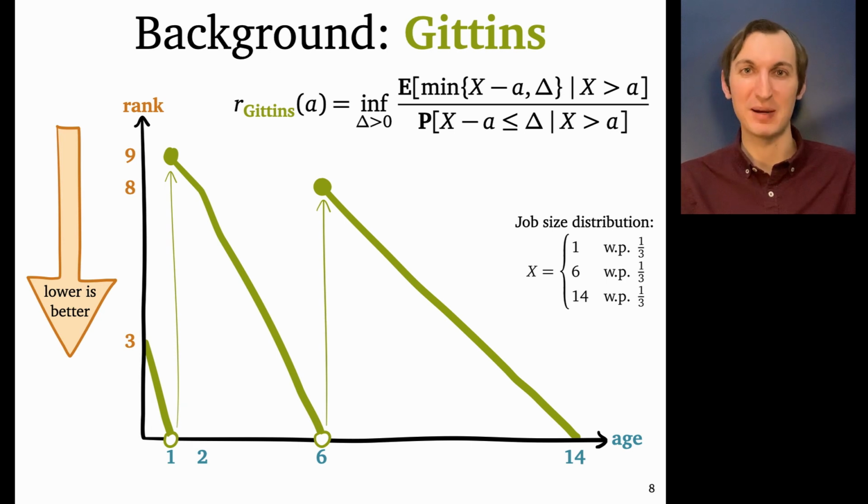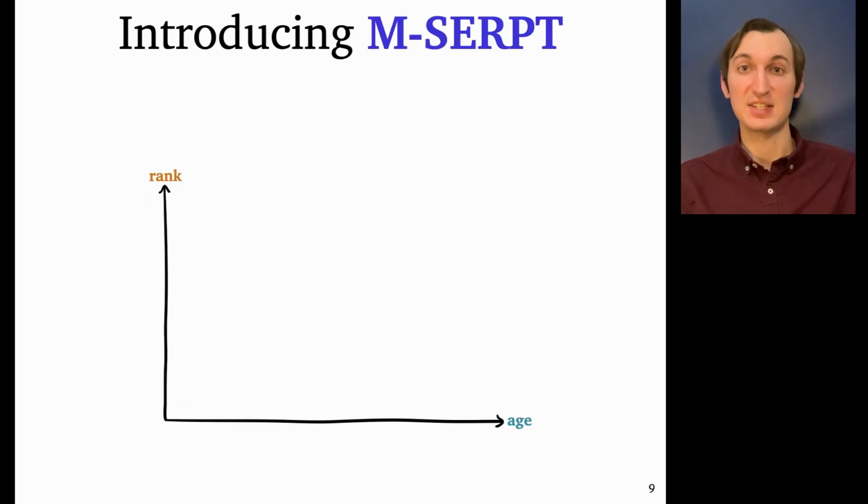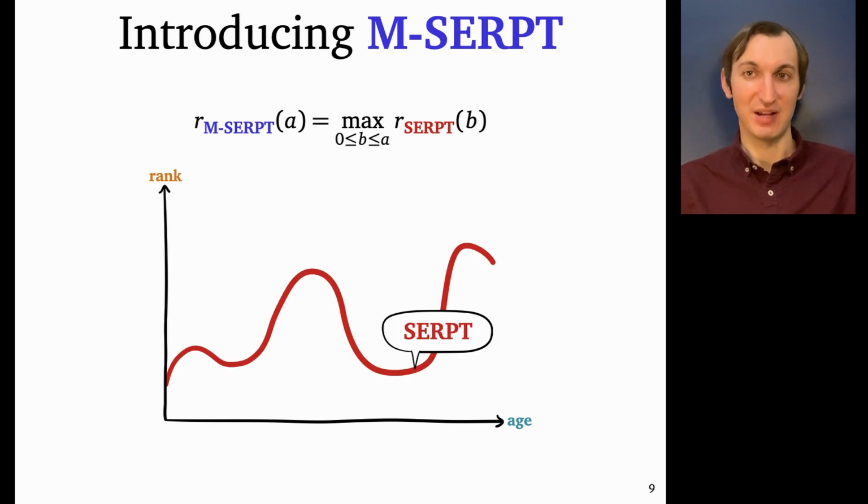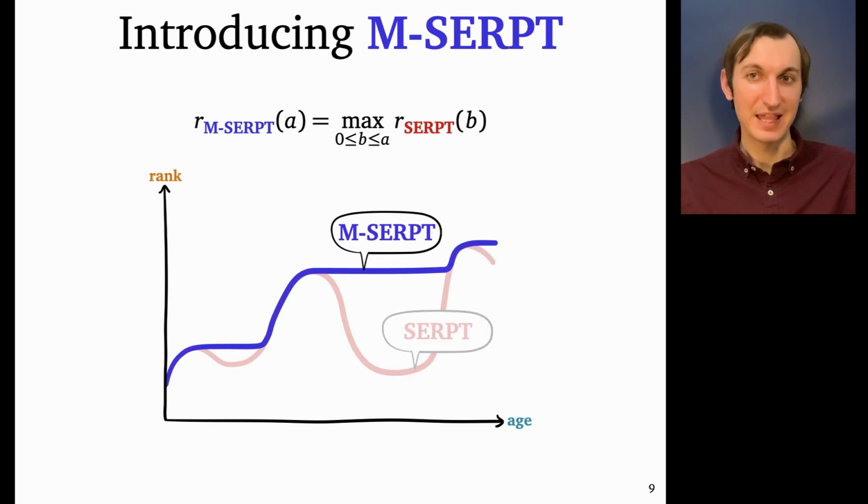So let me tell you now about what M-SERPT is. M-SERPT is also described using a rank function. And its rank function is defined in terms of SERPTs. Specifically, the M-SERPT rank at age A is the worst SERPT rank between ages 0 and A. Pictorially, what this means is if this is the SERPT rank, then the M-SERPT rank is a version of the SERPT rank that never goes down. It's monotonically increasing. That's actually what the M stands for. M-SERPT is monotonic SERPT.